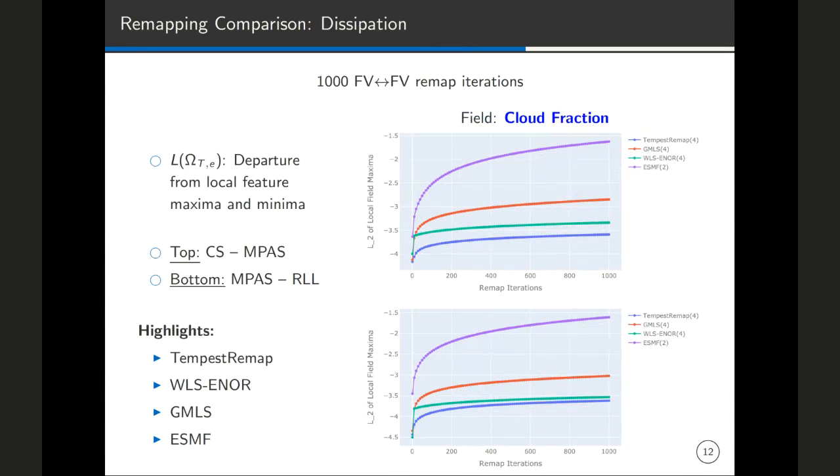The next is local dissipation. So here I'm plotting the local L2 norm of the local field maxima.